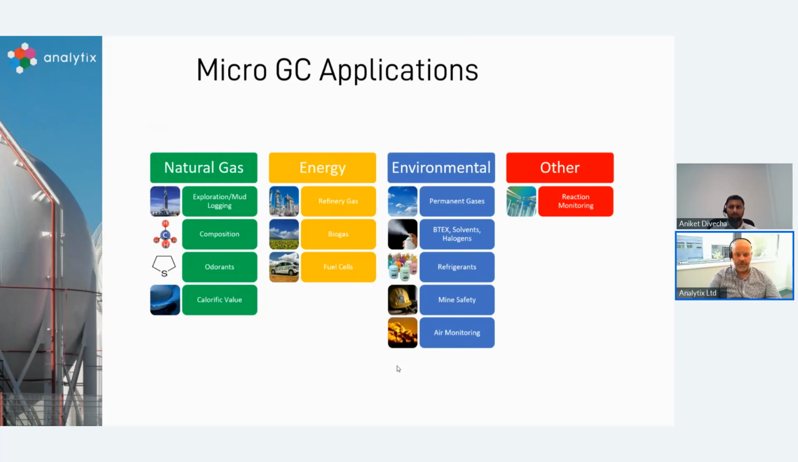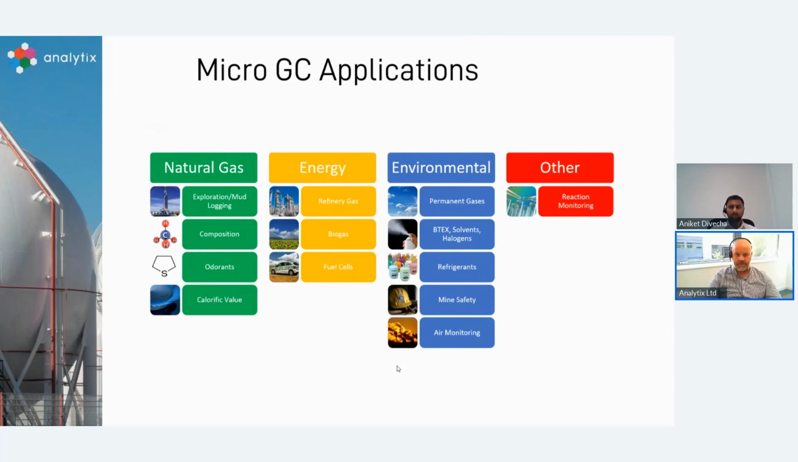So if they're looking at hydrogen within there, or hydrogen impurities, it's a very fast and quick way of checking that the process may be operating. Environmentally, we have in this country a lot of need for the permanent gases and refrigerants, not as much for things like mine safety, but globally that is one of the big applications for Agilent within there.